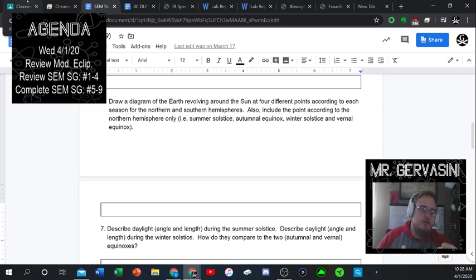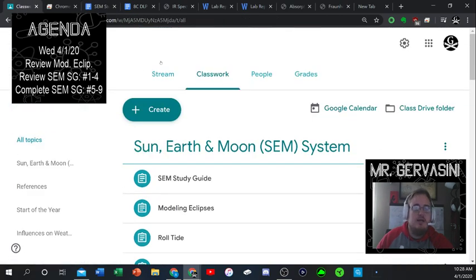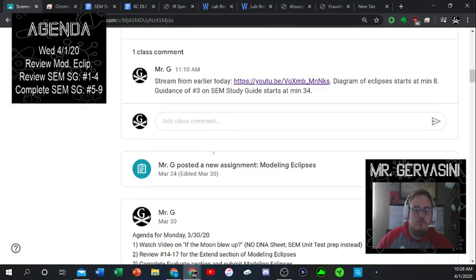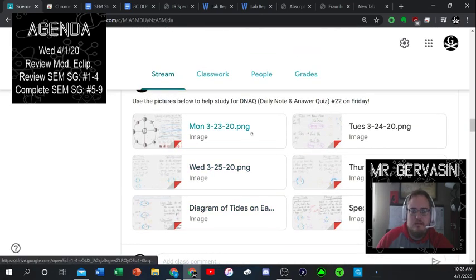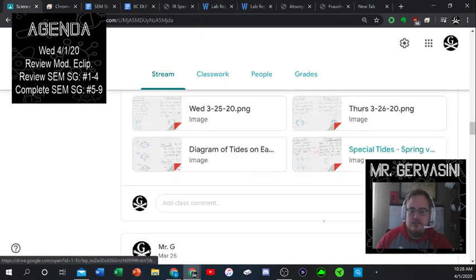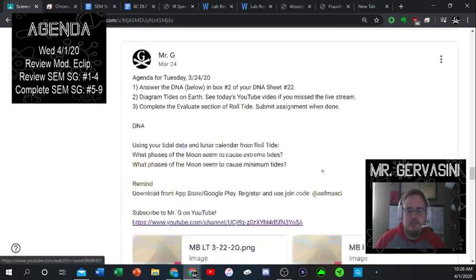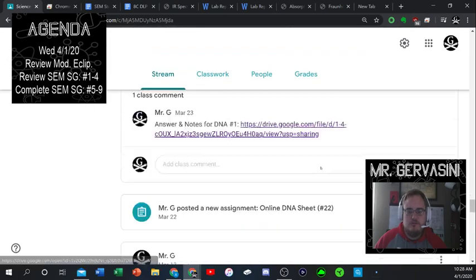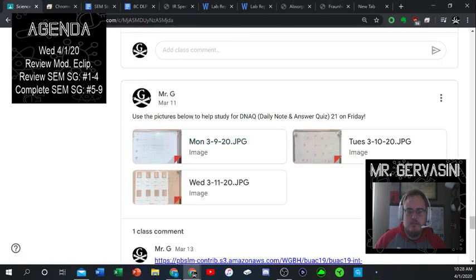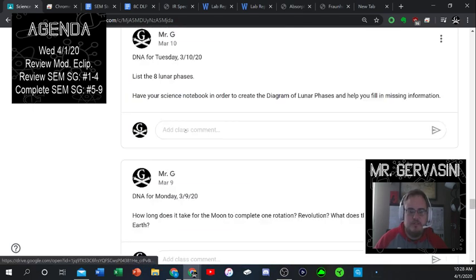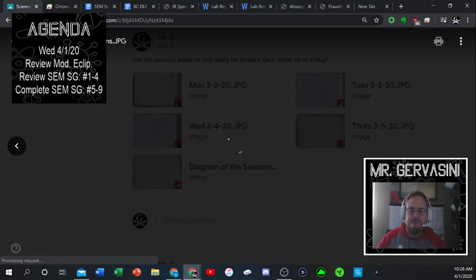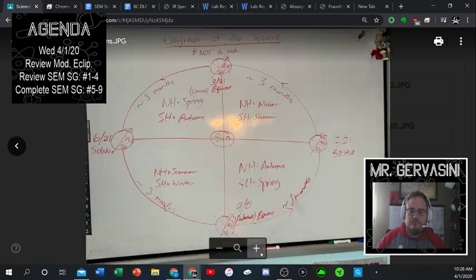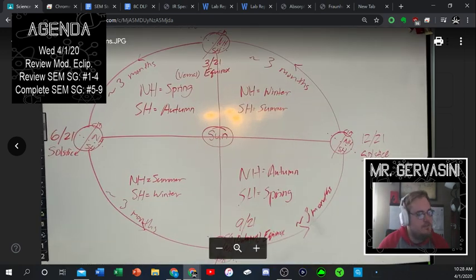Mr. G, it's in my notebook. Yes, it is. However, we had a weekly quiz, didn't we? So this is a diagram of tides. These are special tides. Go a little further back and past. This is lunar phases still. Diagram of the seasons. And here's our diagram of the seasons.